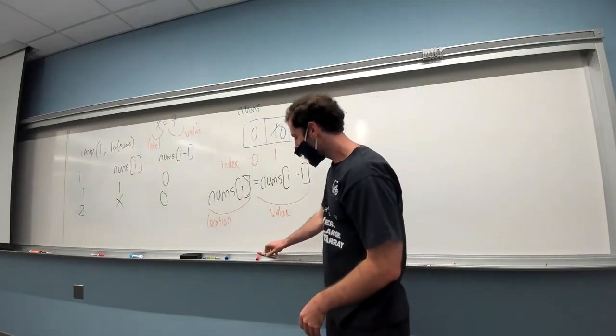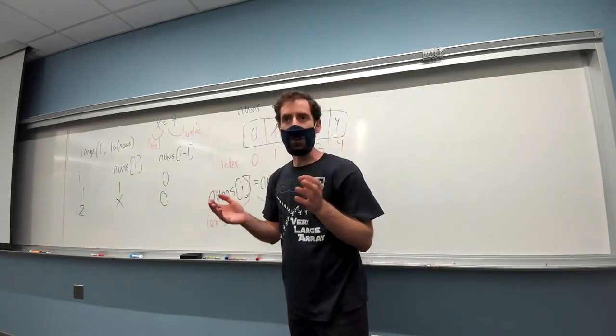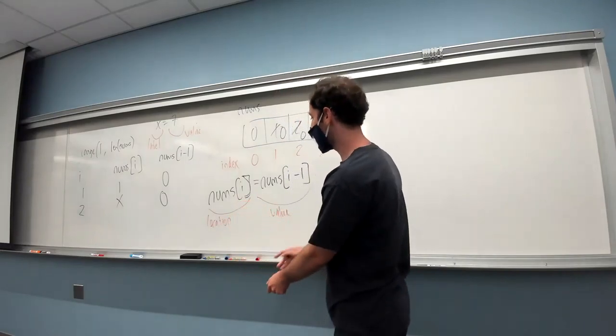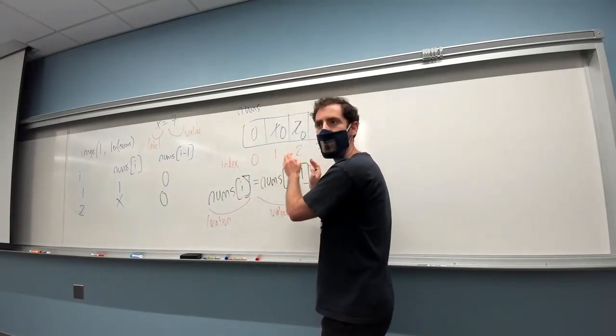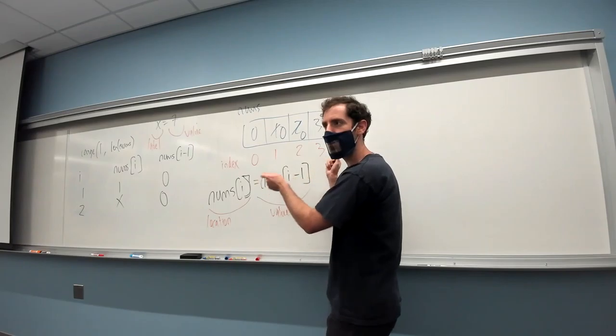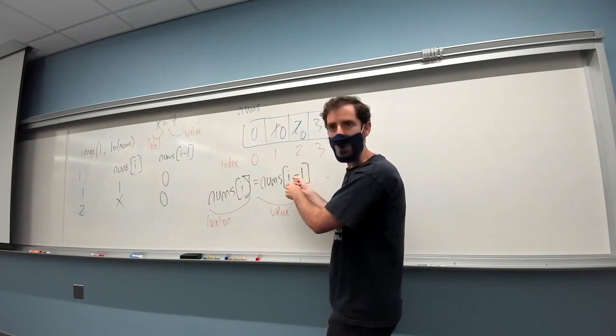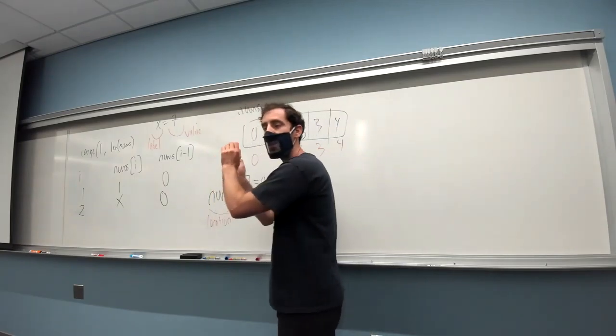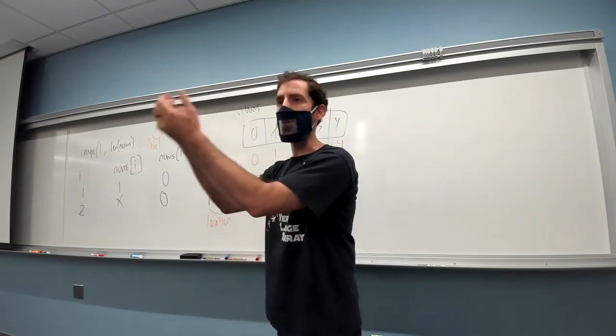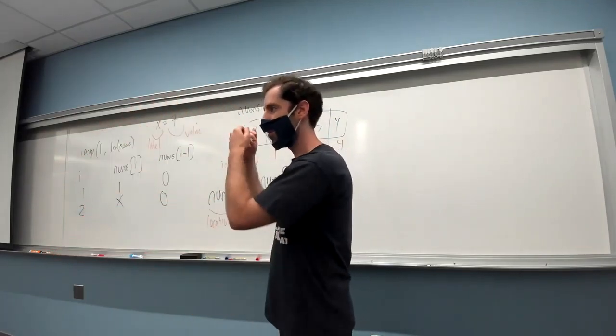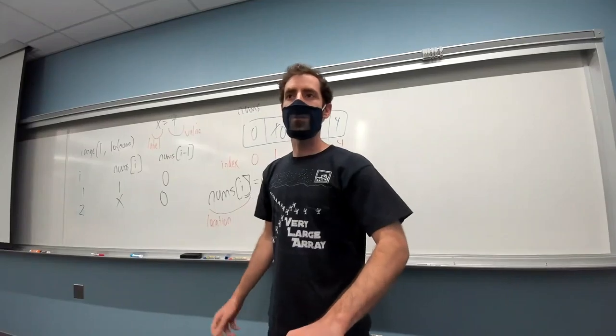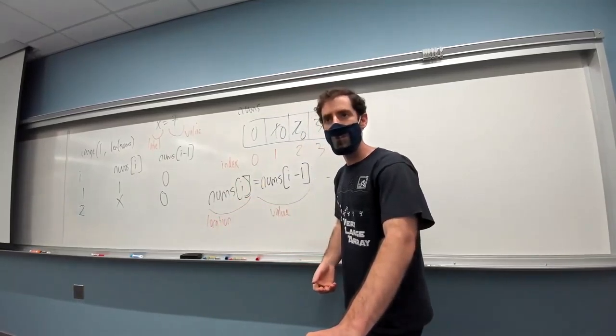So this is a subtle thing about list indexing: when we index a list on the right-hand side of one of these assignments, we mean the value at that index. When we index a list on the left-hand side of an assignment, we mean the location in the list. That's where we want to put whatever that value is. Does that make sense?